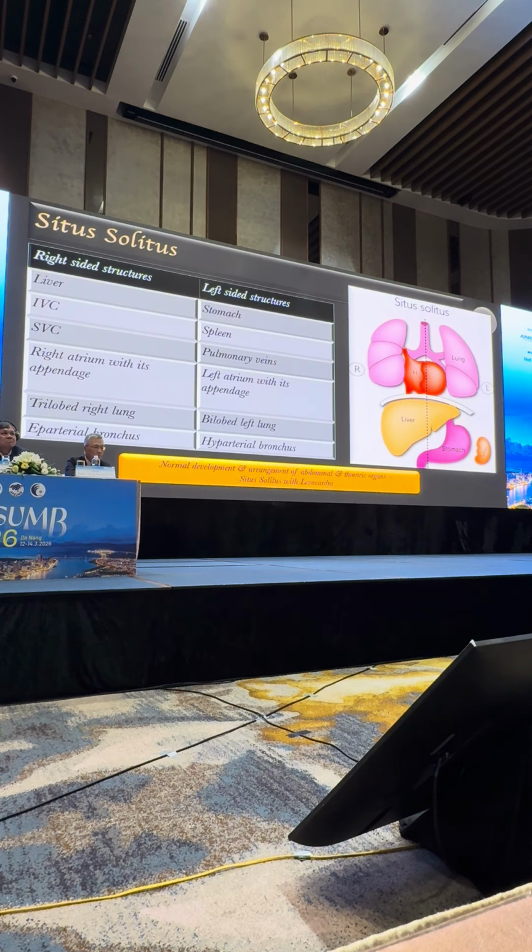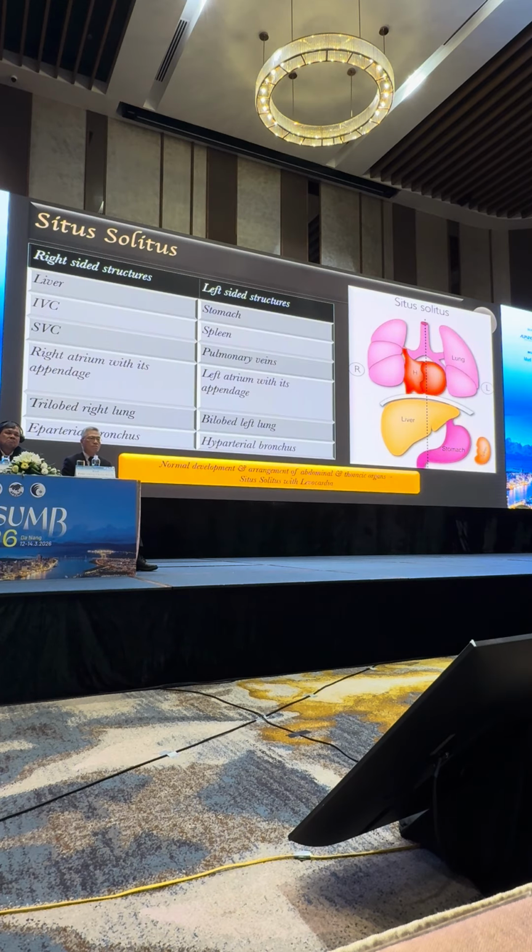When we talk about situs solitus, we need to understand that all the right-sided structures are on the right side and left-sided structures are on the left side. That means the liver, IVC, SVC, right atrium, right atrial appendage, trilobed lung and epiarterial bronchus are on the right side, whereas the stomach, spleen, pulmonary valves, pulmonary veins, as well as the left atrium and left atrial appendage, bilobed lung, and the hypoarterial bronchus are on the left side. This sort of normal arrangement has to be followed in order to call it situs solitus.